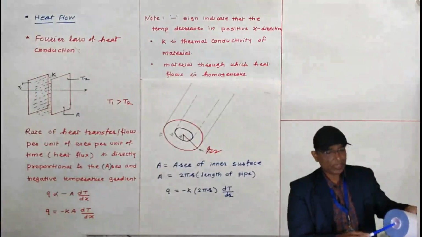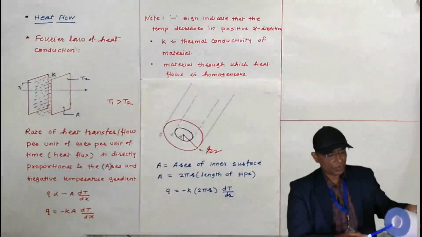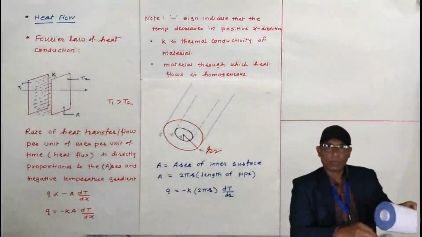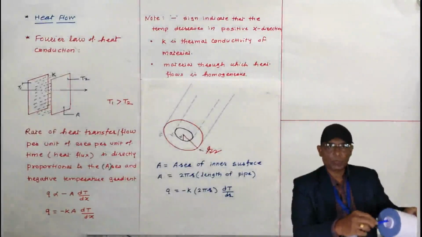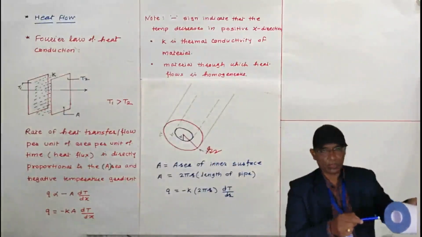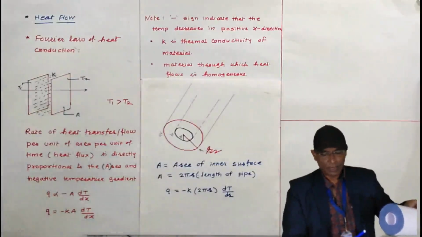And from the center, the radius of the inner surface is R1 and the radius of the outer surface is R2. The temperature of the outer surface is T2, and the temperature of the inner surface is T1. Heat flows along this direction. Okay, Q I am going to find.